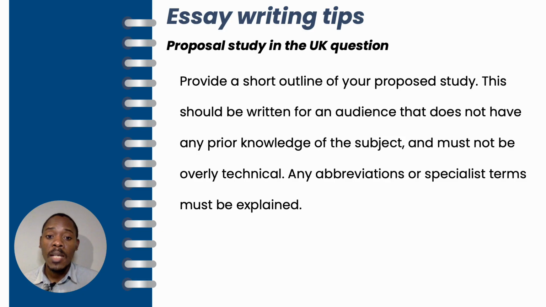So the question goes like, provide a short outline. So here, remember, it's a short outline of your proposed study. This should be written for an audience that does not have any prior knowledge of the subject and must not be overly technical. Any abbreviation or specialization terms must be explained. So remember, the question is asking us to provide a short outline. So we're just outlining, we're not going into details.